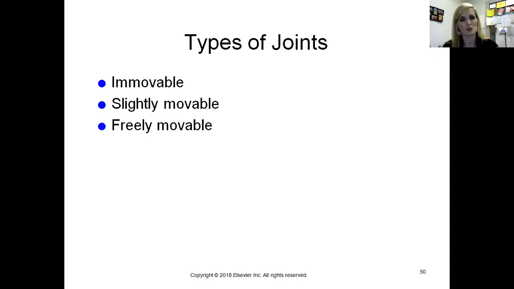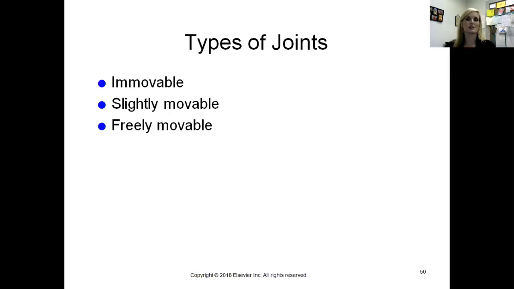We know that two different bones come together in the skull. There's no need for movement there. There's no need for separation or movement between the frontal and the parietal bone, or the occipital and the temporal bone. There's not going to be any movement between those. So that's an immovable joint.